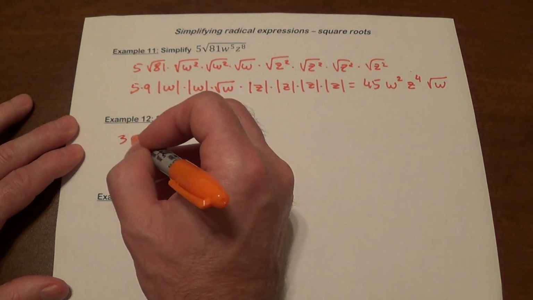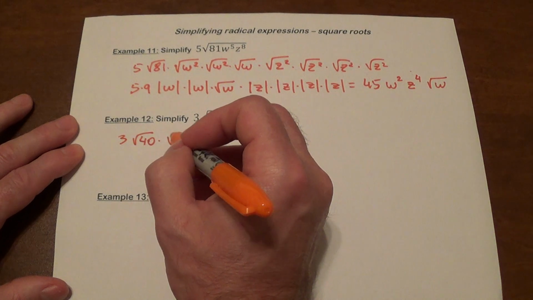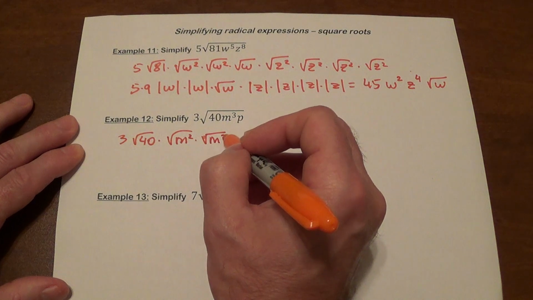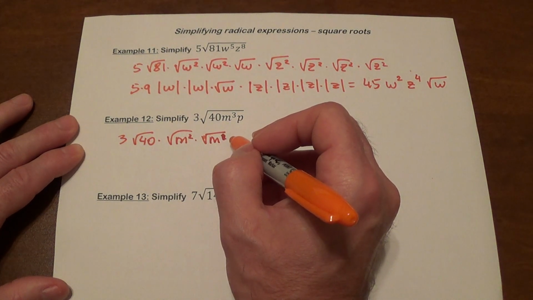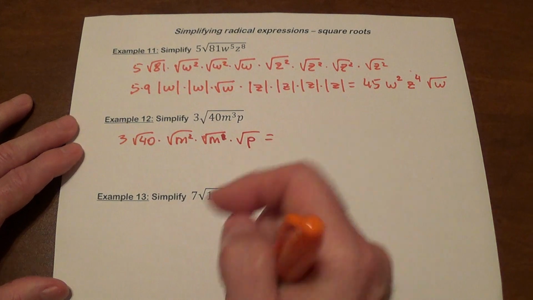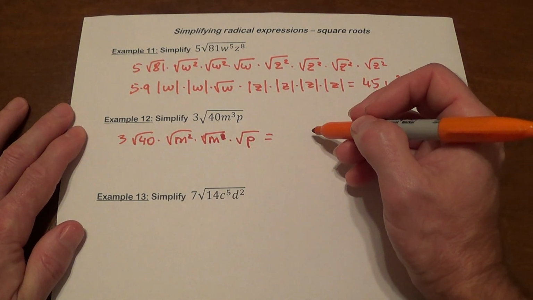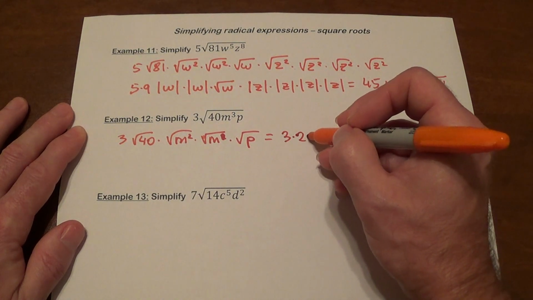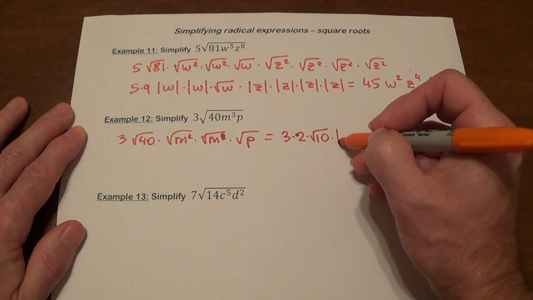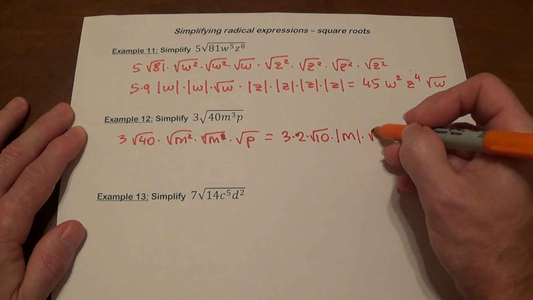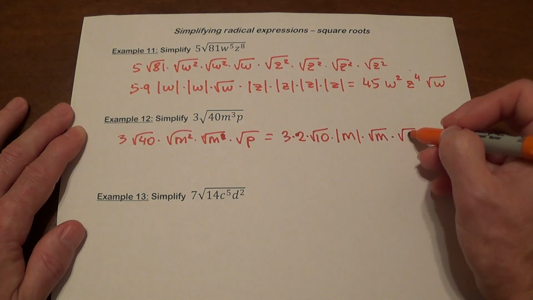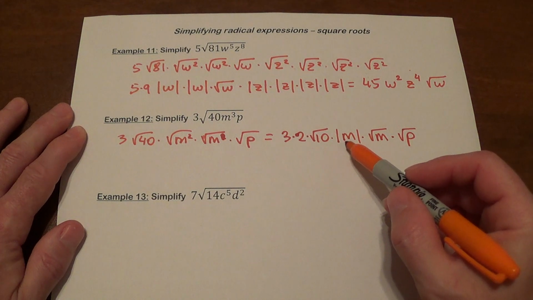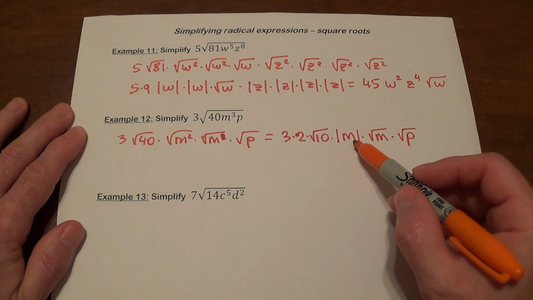So 3 times the square root of 40 times the square root of m squared times the square root of m, just m to the first, times the square root of p. So the square root of 40 can simplify to 2 square root of 10. So it's 3 times 2 times square root of 10 times the absolute value of m times square root of m times square root of p. So this is what I was talking about. It looks like we need to keep this absolute value here, but take a look at this.